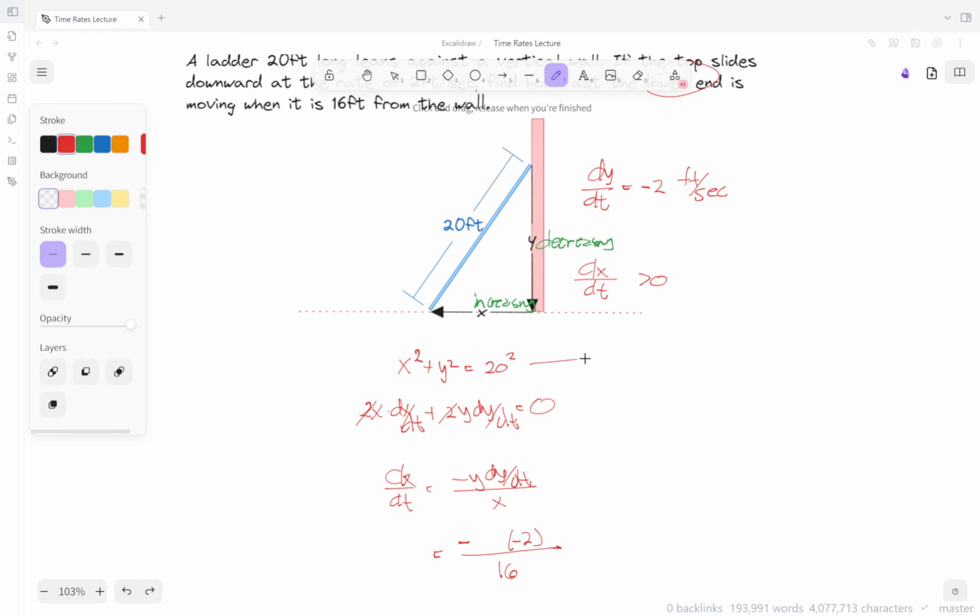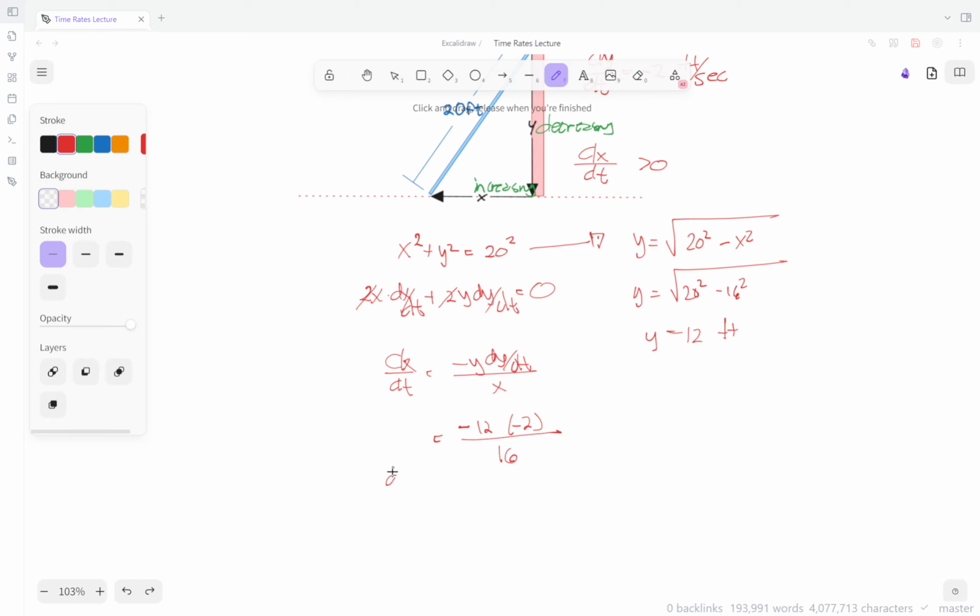Where do we get the value of y? Well, it's coming from the Pythagorean theorem. So we say y is equal to the square root of 20 squared minus x squared. That gives us 20 squared minus 16 squared. And with that, we can find the y value. Let me see if I have a prepared solution here. According to this, y is just 12 feet. So you plug in the value of 12 and that's it. We already have the values and we can find our dx/dt. So what is dx/dt? It's now positive 1.5 feet per second.